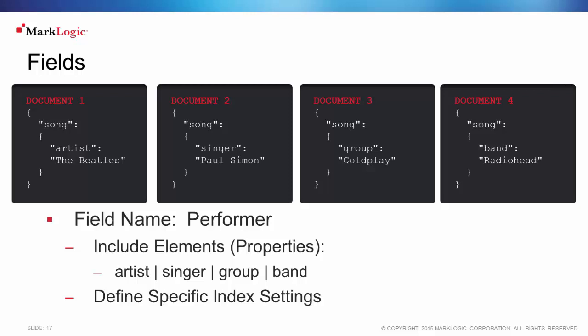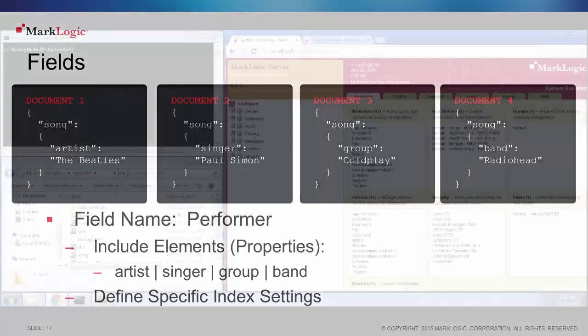Fields are also extremely valuable because they enable you to define specific indexes that will only apply to the data in the field as opposed to the entire database. Think about how this could benefit you. What if you had an application requirement to be able to do wildcard searches against performer data? Creating a field and turning on the necessary wildcard indexes on that field would be a more efficient approach than simply turning on the wildcard indexes for the entire database.